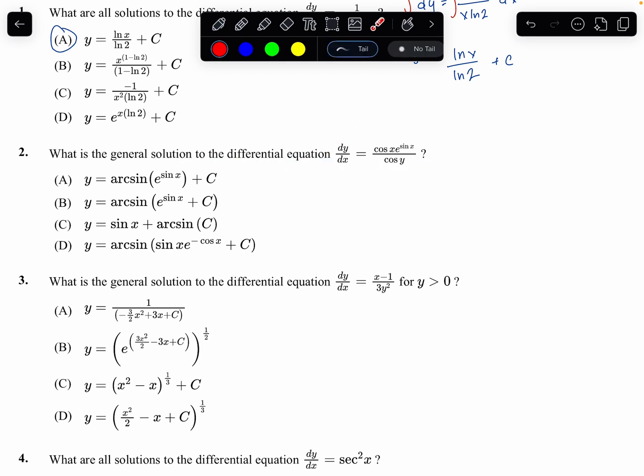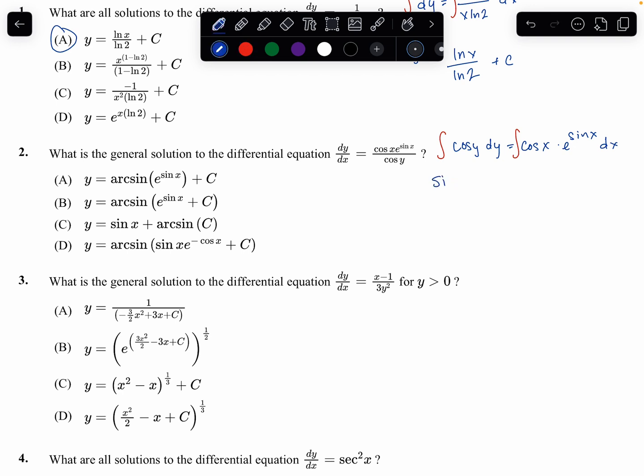Now in this case, the equation is defined in both x and y terms, so I'm going to separate these variables by multiplying cosine of y over here and dx over there. So we'll have cosine of y dy equal to cosine of x times e to the sine of x dx, and then we're going to integrate. So what's the antiderivative here? The antiderivative of cosine of y would be sine of y.